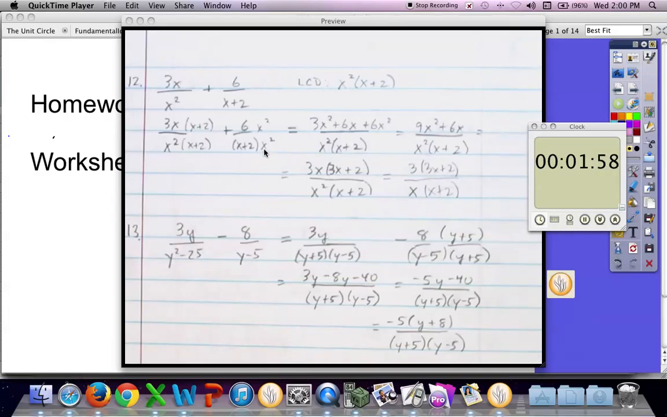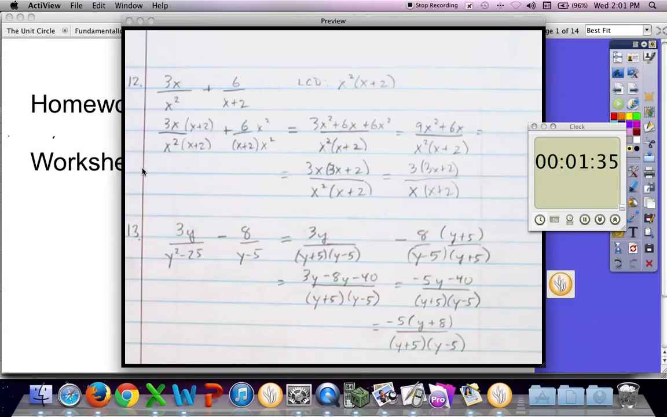The second term was missing the x squared. So we multiply by x squared over x squared. Right. Then, now that they all have the same denominator, we simplify the numerator. 3x squared plus 6x plus 6x squared. Combine like terms, that became 9x squared plus 6x.